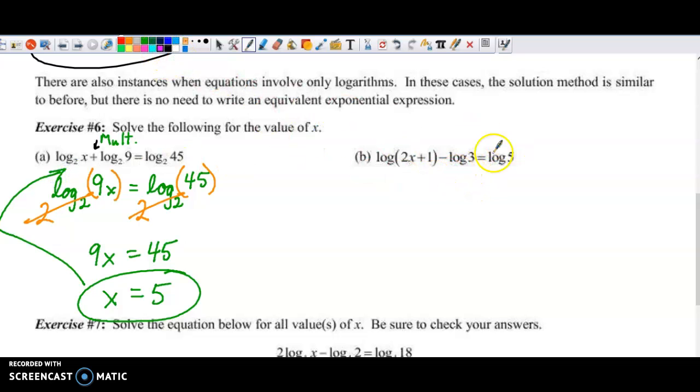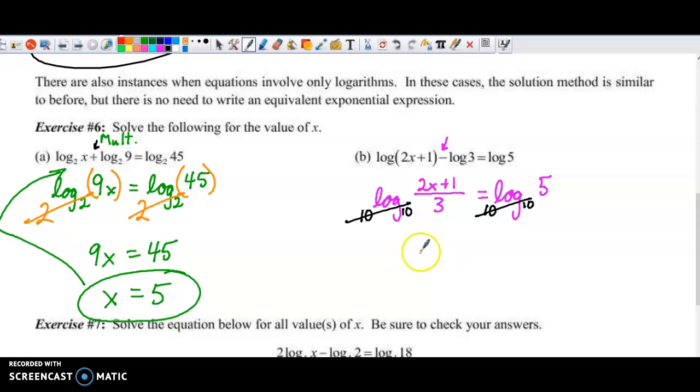And again, you could check your work by plugging 5 back in for x. And yeah, you'll notice that with a lot of these problems. Now, the difference with this next one is it's a subtraction. Right, here's a subtraction, so we can combine them using division. And again, the logs cancel out. Technically, it's a base of 10, so we're technically taking 10 to both sides. But either way you go about doing it, now you're ready to solve by cross-multiplying. Multiply that 3 over to get 15. Subtract the 1 over to get 14. And divide by 2 and you get x equals 7.